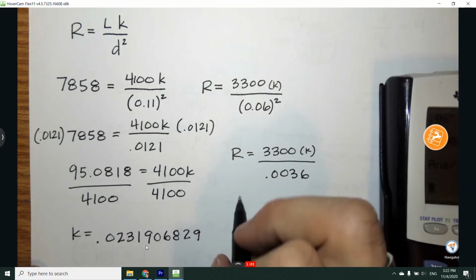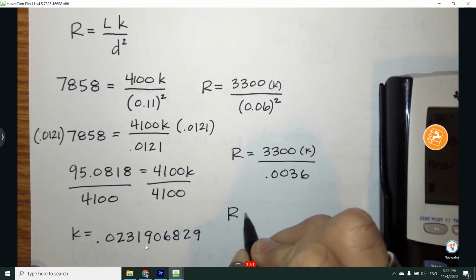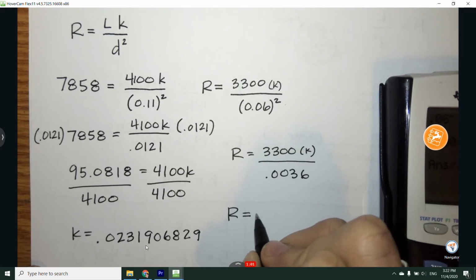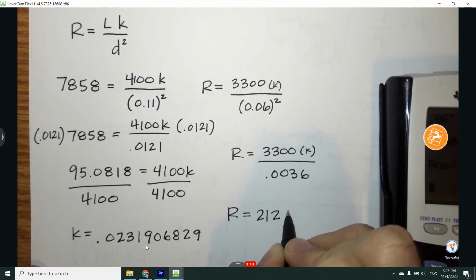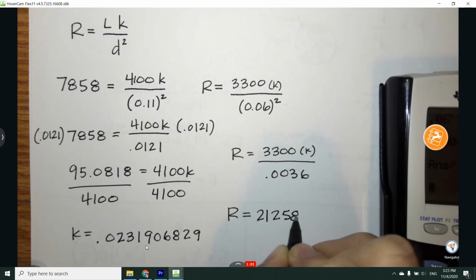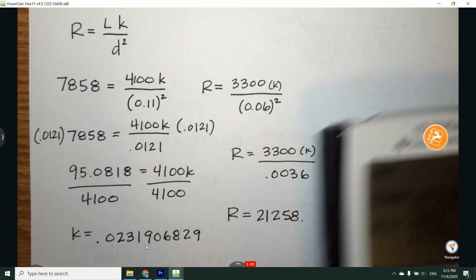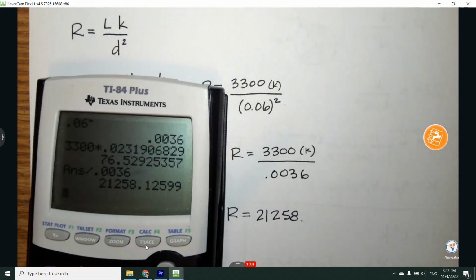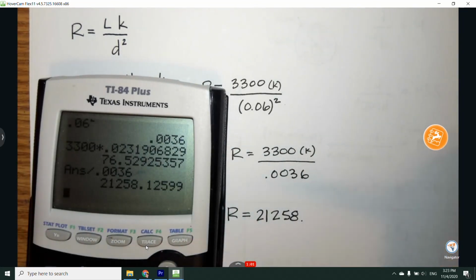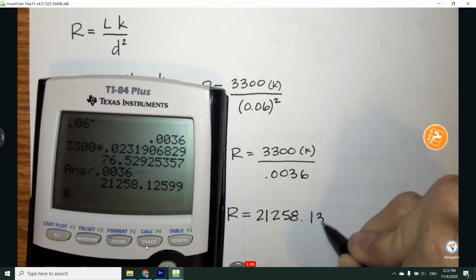So it says our resistance is 21,258. I think it said round to the nearest hundredth. So this 5 right here makes it round up to be 0.13.